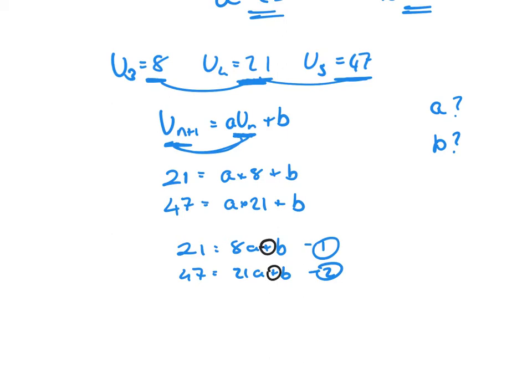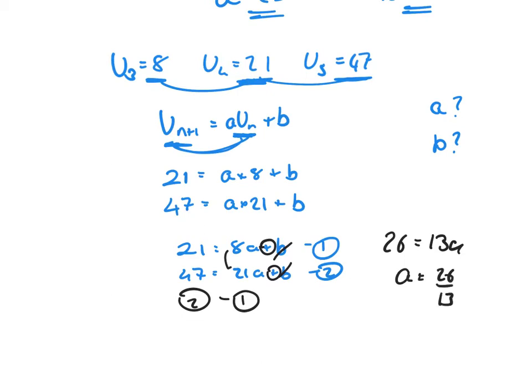The signs are the same, so I'm going to subtract. I could do 1 take away 2 or 2 take away 1, doesn't really matter. So 2 take away 1. So that'll be 47 take away 21 is 26, which is equal to 21A take away 8A is 13A, and B take away B cancels out. A is equal to 26 over 13, and A is equal to 2.